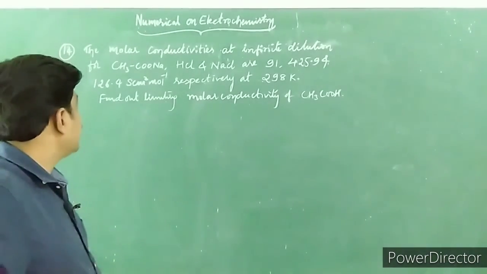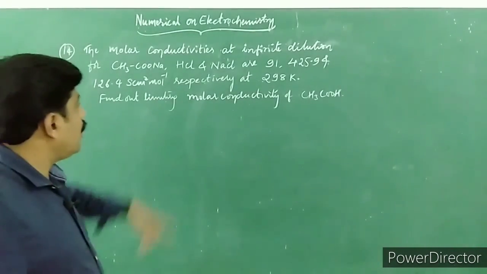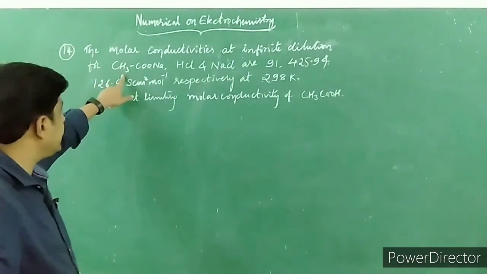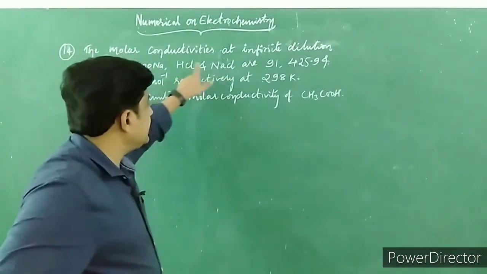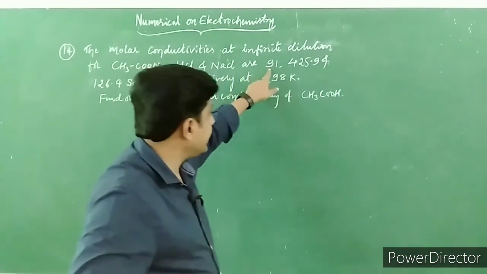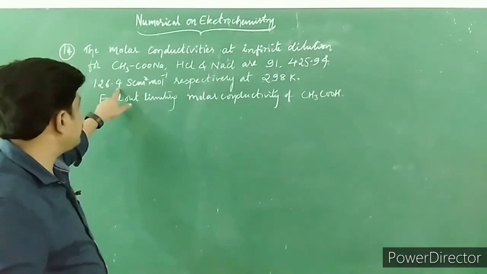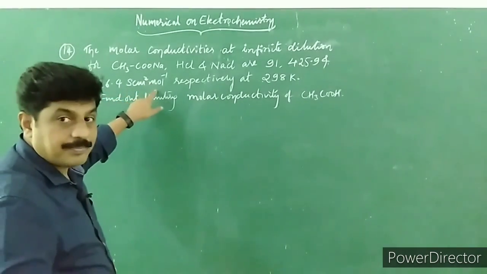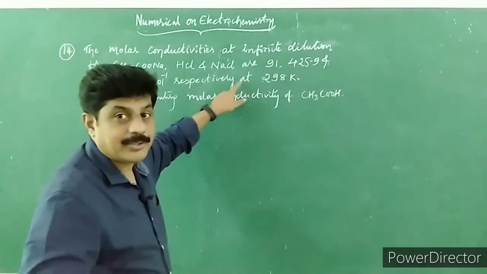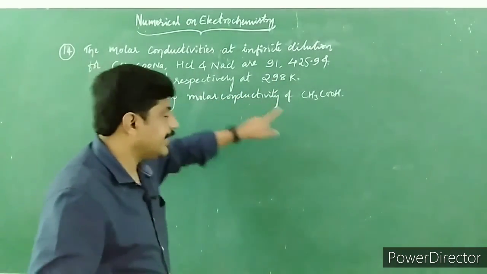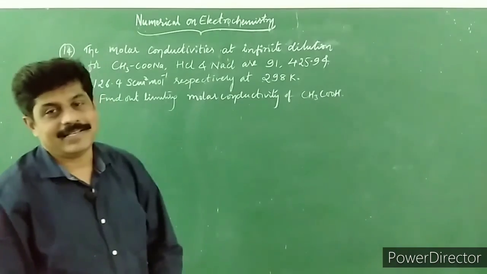Children, let me take up the next numerical. The molar conductivities at infinite dilution for sodium acetate, hydrochloric acid and sodium chloride are 91, 425.9 and 126.4 Siemens centimeter square per mole respectively at 298 Kelvin. Find out limiting molar conductivity of acetic acid.